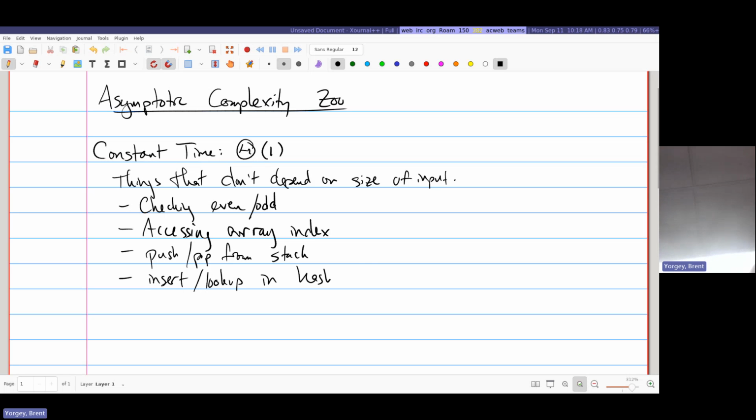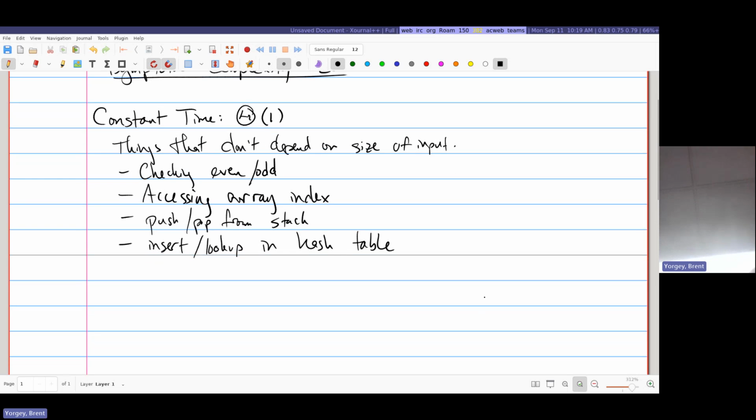in a hash table. Now this also, like accessing an array index, has an asterisk next to it. This is a fatter asterisk than the array thing, because what happens when your hash table is really big? What happens when you start having collisions? But basically, on average, it's constant time. Okay, cool.